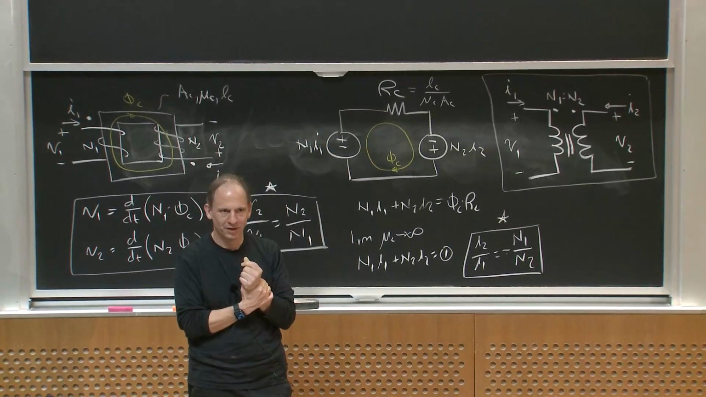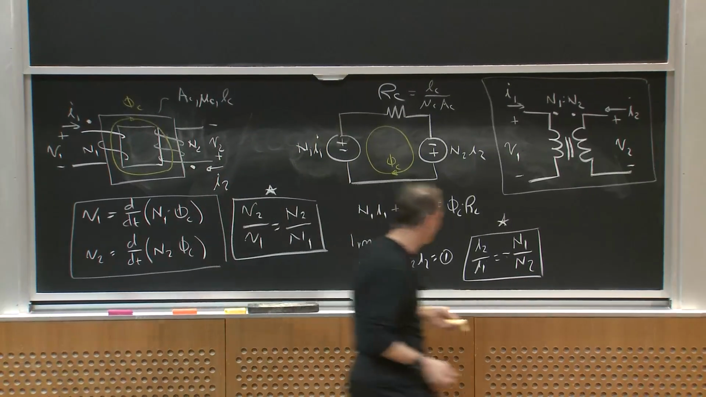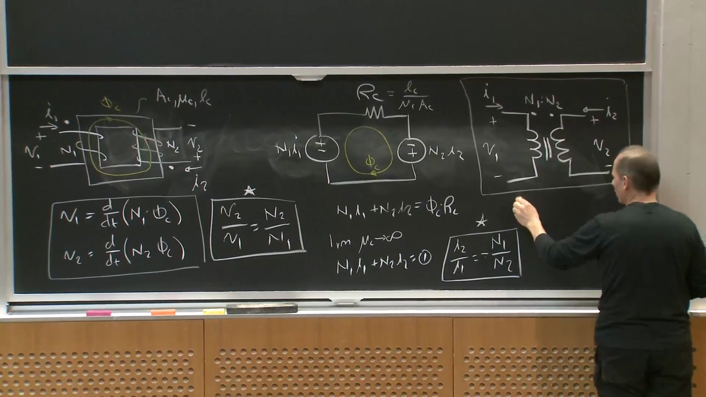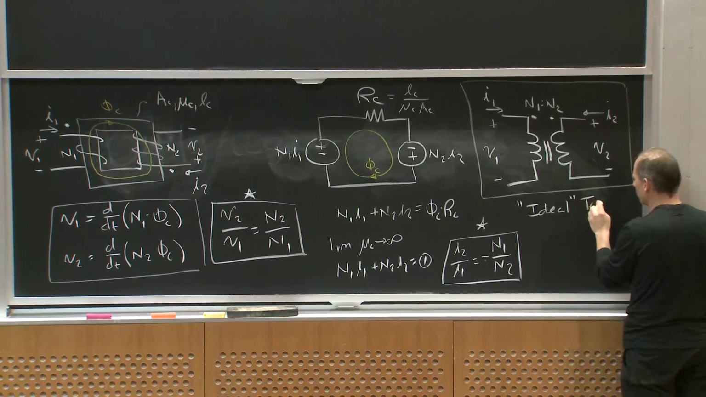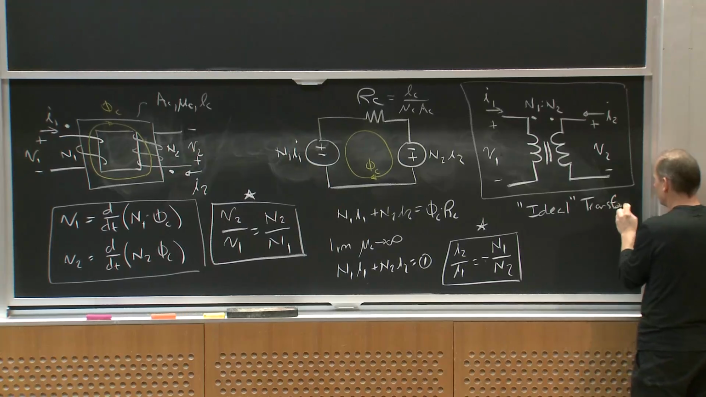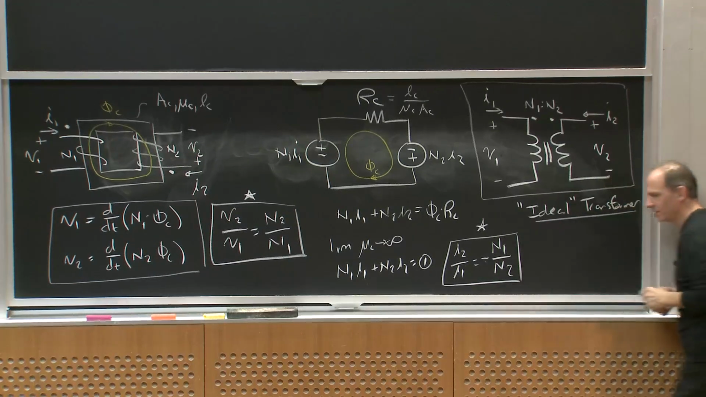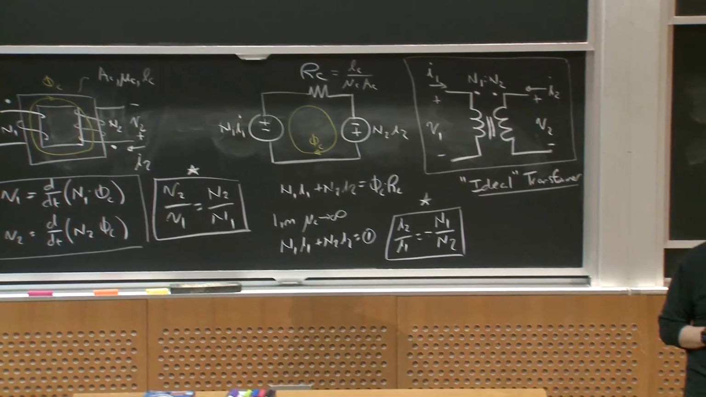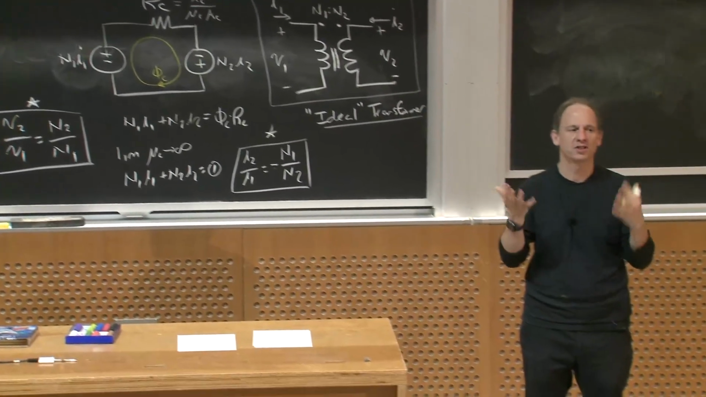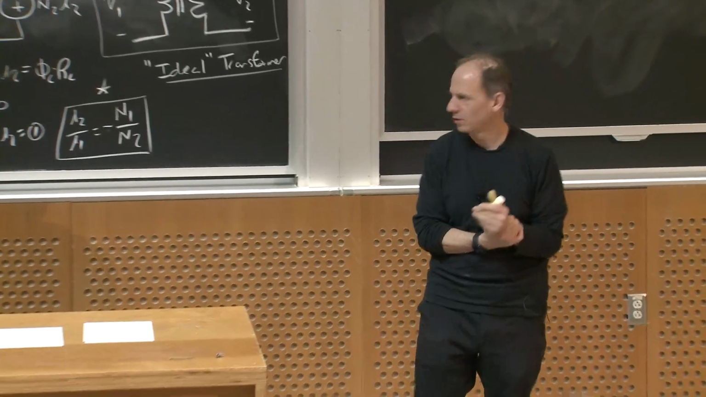In the real world, if I draw this symbol, usually what I'll mean is an ideal transformer. Well, real transformers aren't ideal. Well, how are they not ideal? They're not ideal in a lot of ways, but let's think about, first of all, some of the principal parasitics that show up in these things, okay?